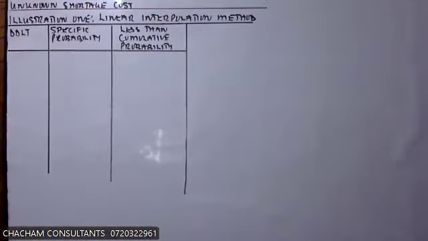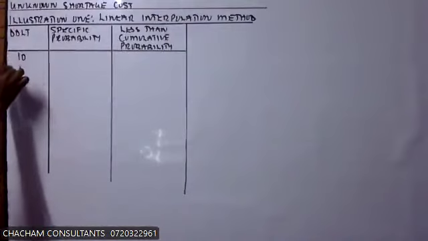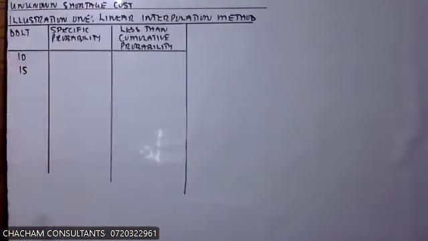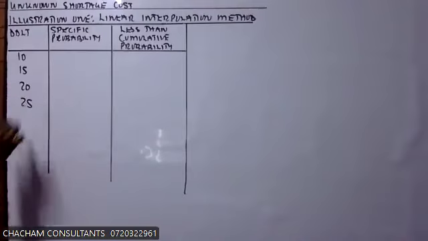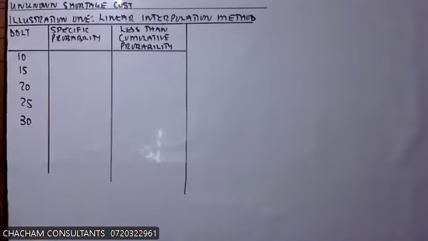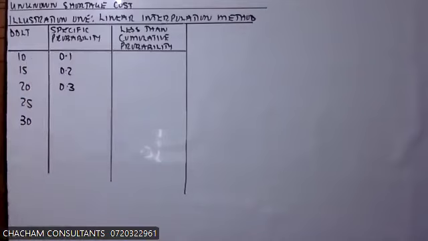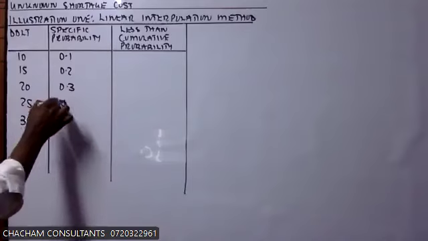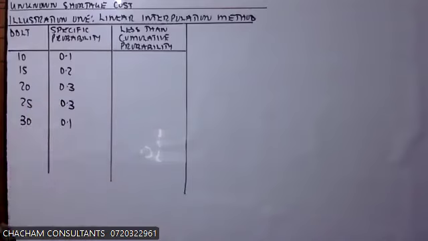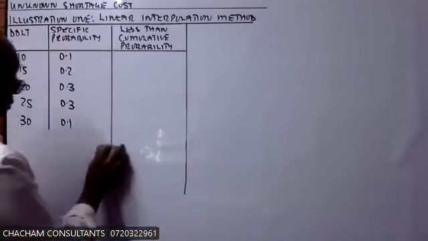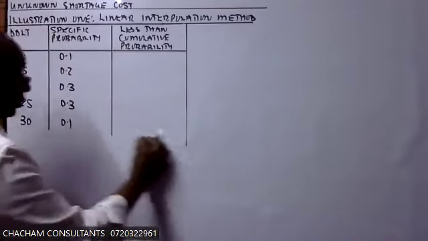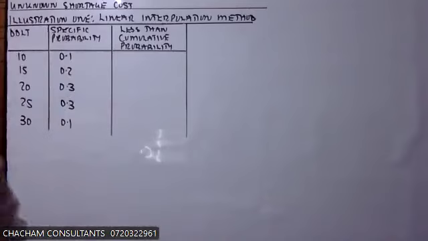So the demand during lead time is 10, 15, 20, 25, and 30. And then the specific probabilities are 0.1, 0.2, 0.3, another 0.3, and 0.1.